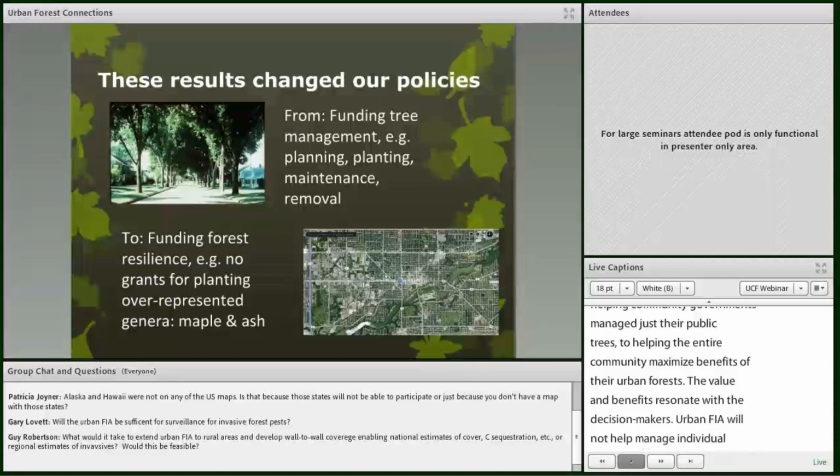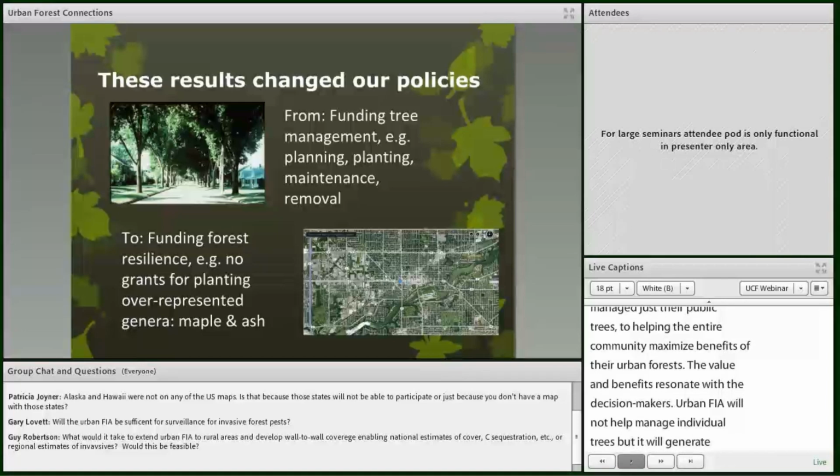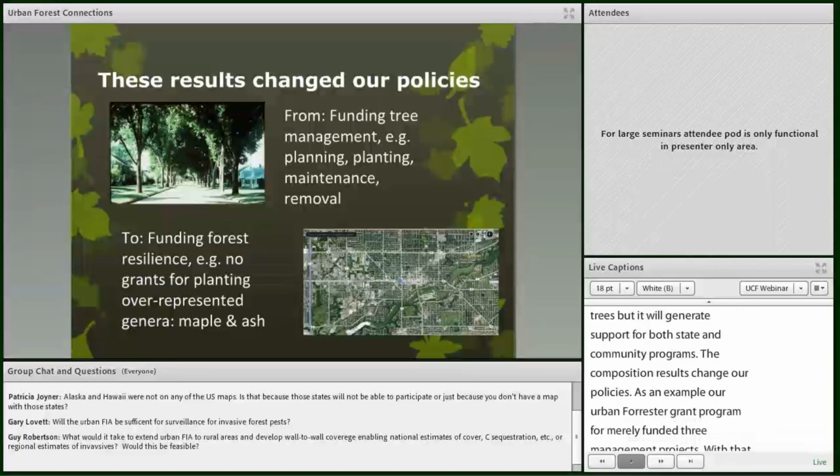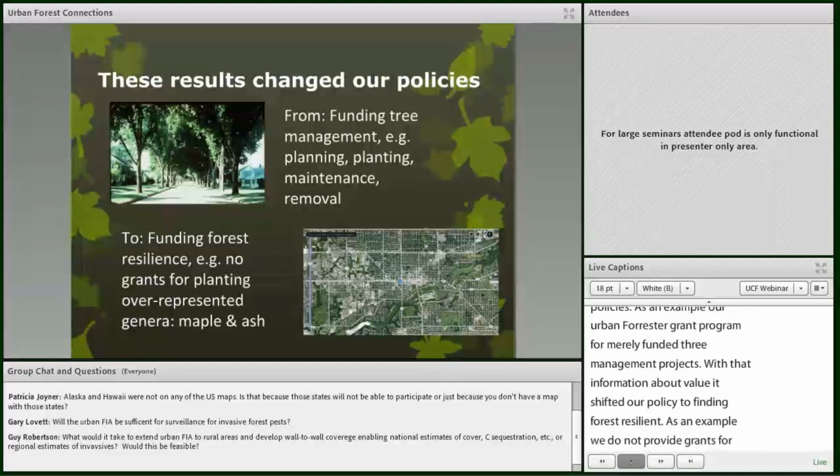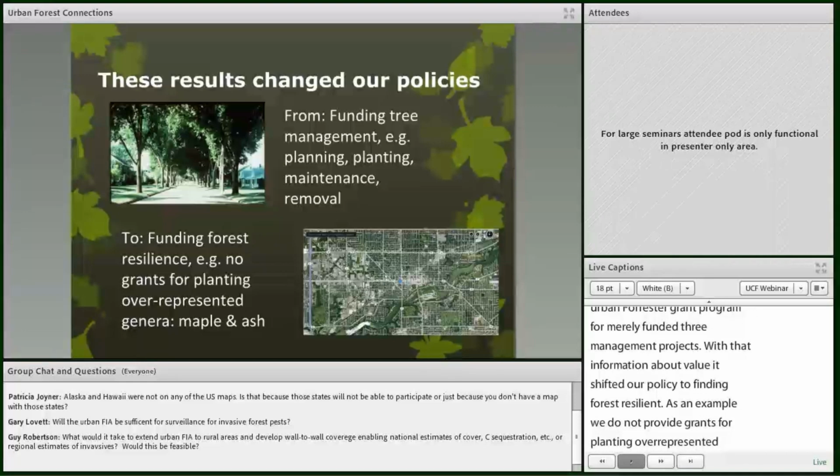And the composition results changed our policies. As an example, our urban forestry grant program primarily funded tree management projects. But with that information about value, it shifted our policy to funding forest resilience. As an example, we don't provide grants for planting overrepresented species like maple and ash. So this gives state programs a tool to set goals for the state and can also set an example for all communities to emulate.